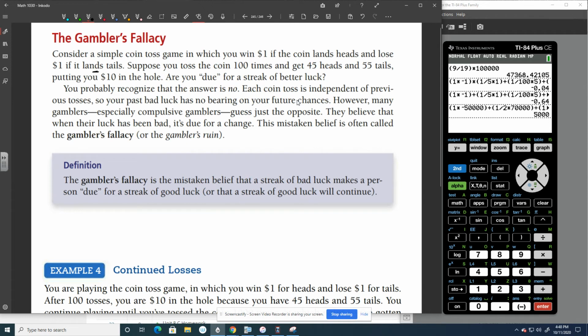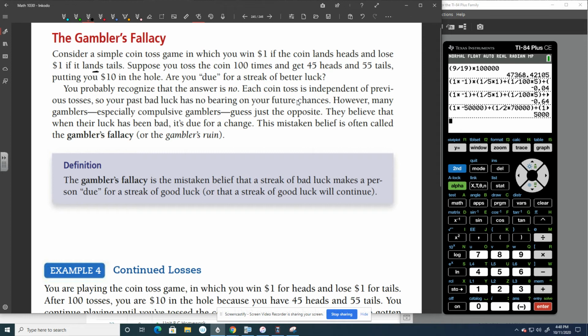Now, theoretically, as this game goes on, you should be getting closer and closer to 50-50 chance, right? And obviously, you're close to 50-50. 45 heads instead of 50 heads, that's pretty close to a 50% success rate. But obviously, the answer is no. Just because you have had some bad luck doesn't mean that all of a sudden it's going to change, okay?